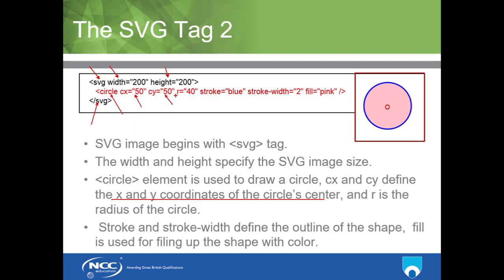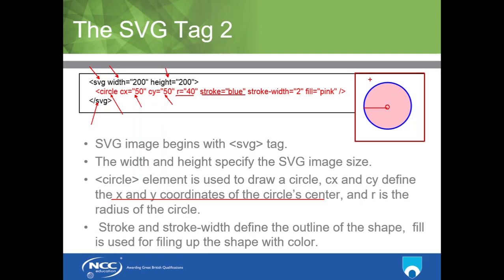Then R is the radius. So radius is R. That is what it's called, radius.